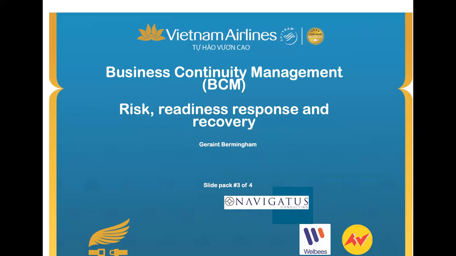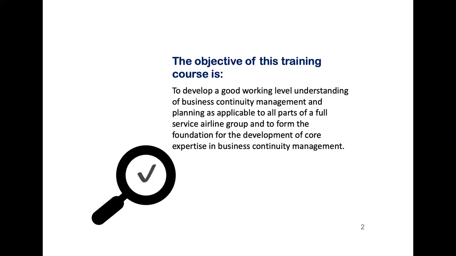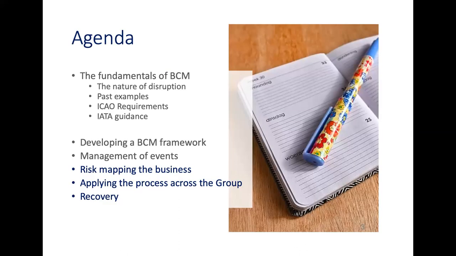Okay, let's start again. As I said, this is slide pack 3 of 4 packs, but I've skipped some slides from the previous one. The objective of the course, we've just gone through. We looked at developing a business continuity management framework and looked at the management of events in 4 different levels, depending on their scale. So the next bit I'm going to go through now is risk mapping the business. Okay, sorry about that. Now it'll make a lot more sense.